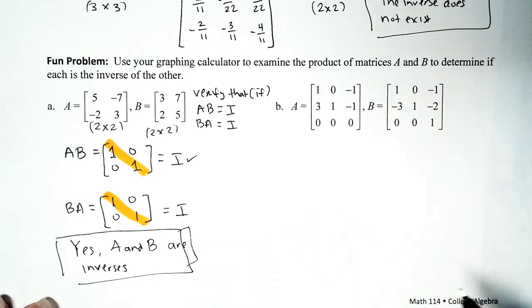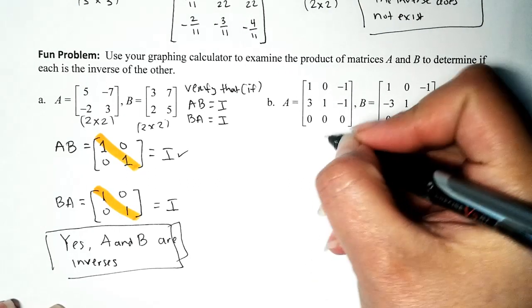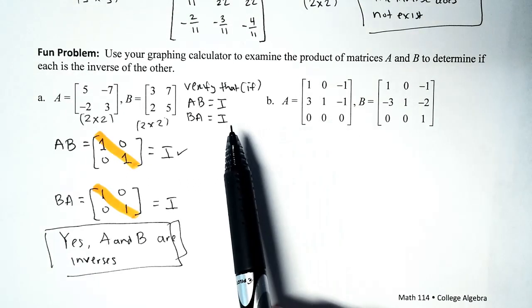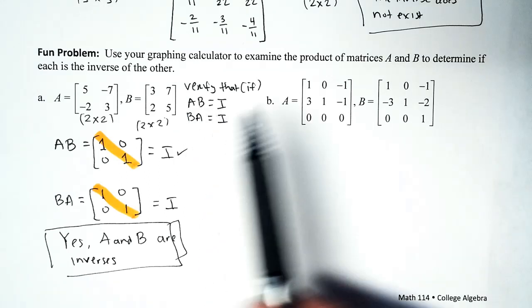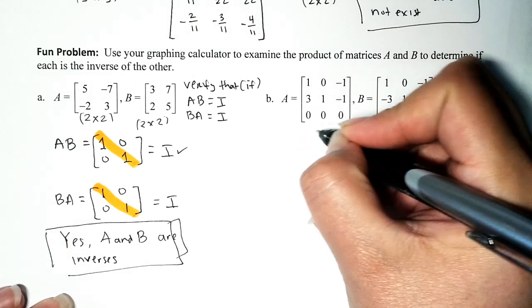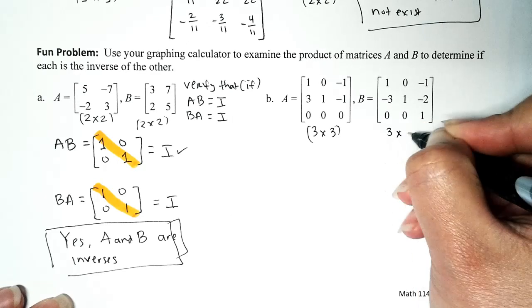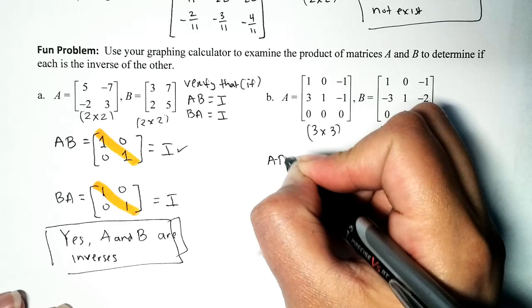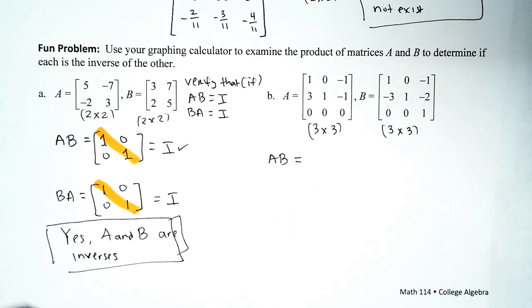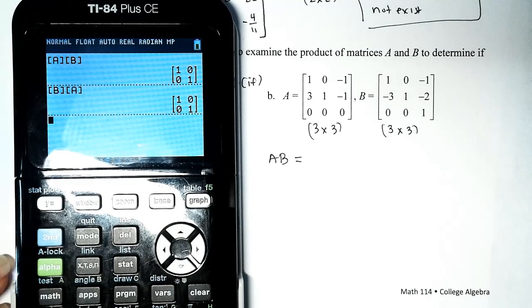Sorry, guys. Problem B. So I want to know, are these inverses of one another? Same speech. We need to verify that the product going forwards and backwards gives us the identity. So the first one is a 3 by 3 matrix, 3 rows, 3 columns. Matrix B also has 3 rows and 3 columns. Okay, so we have square matrices. Let's go ahead, edit matrix A and matrix B on our calculators and see if their product gives us the identity forwards and backwards.